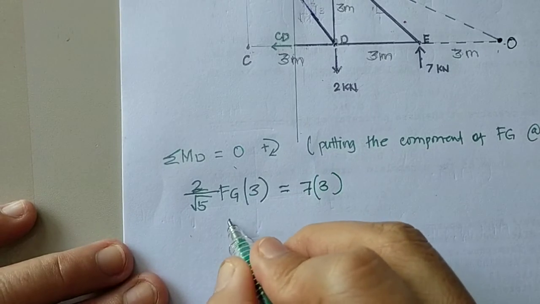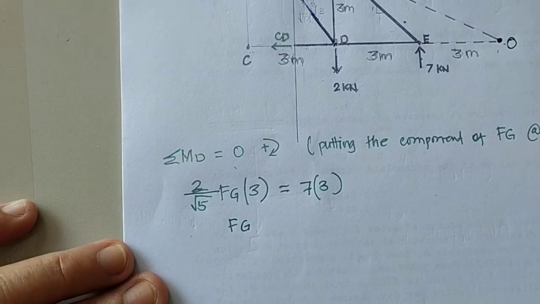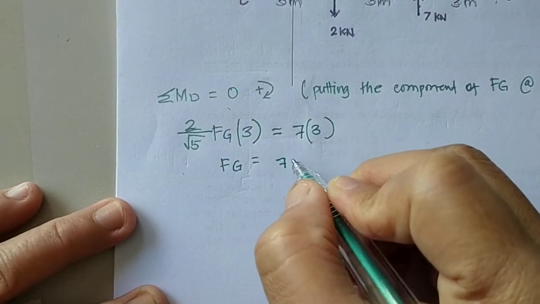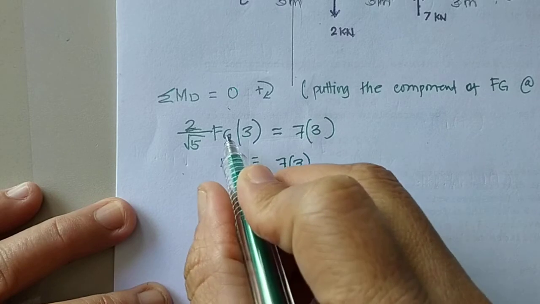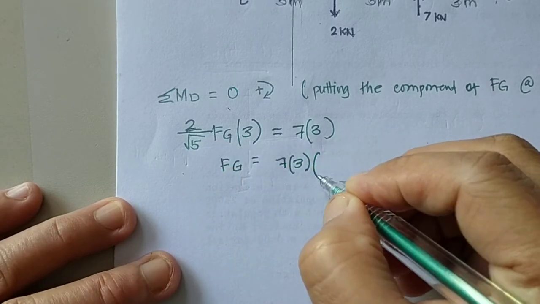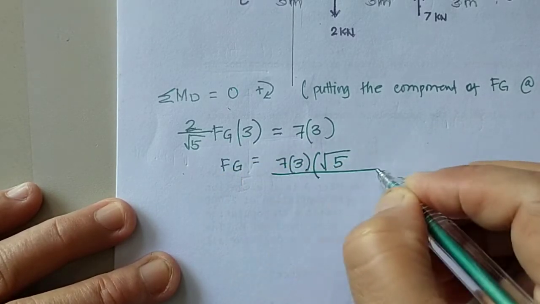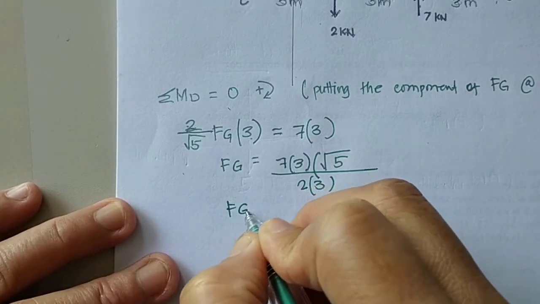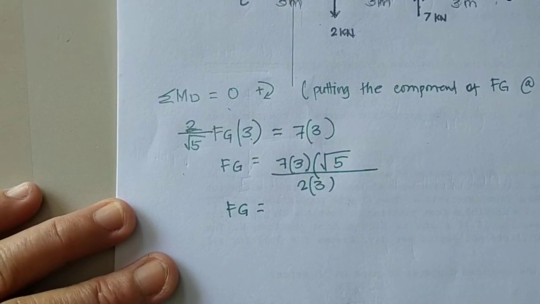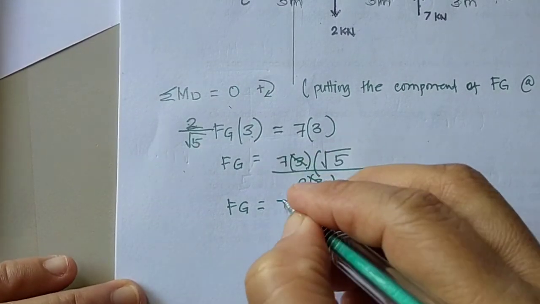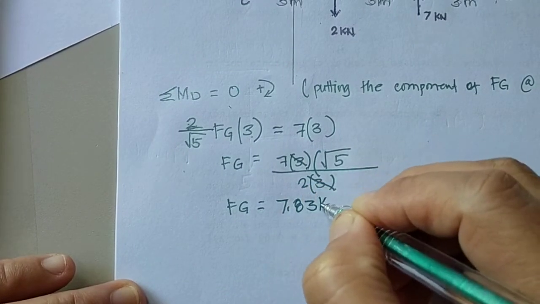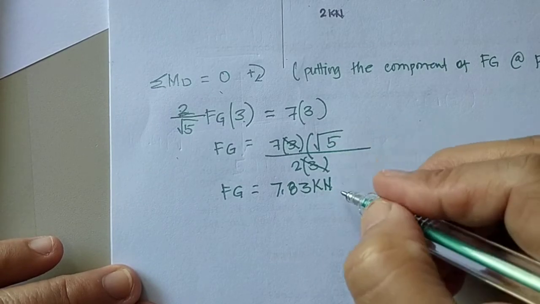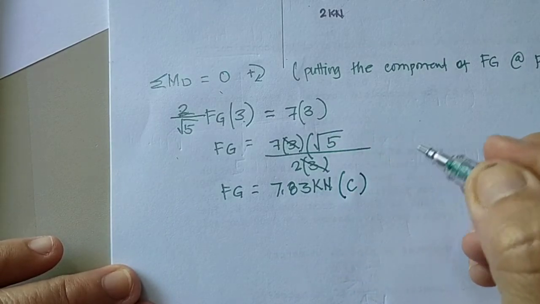Therefore, the force at FG is equal to 7 multiplied by 3, over 2 over square root of 5 multiplied by 3. Then FG is equal to, okay, this will give us 7.83 kilonewton. So therefore the result is positive. This is compression. The assumption is correct.